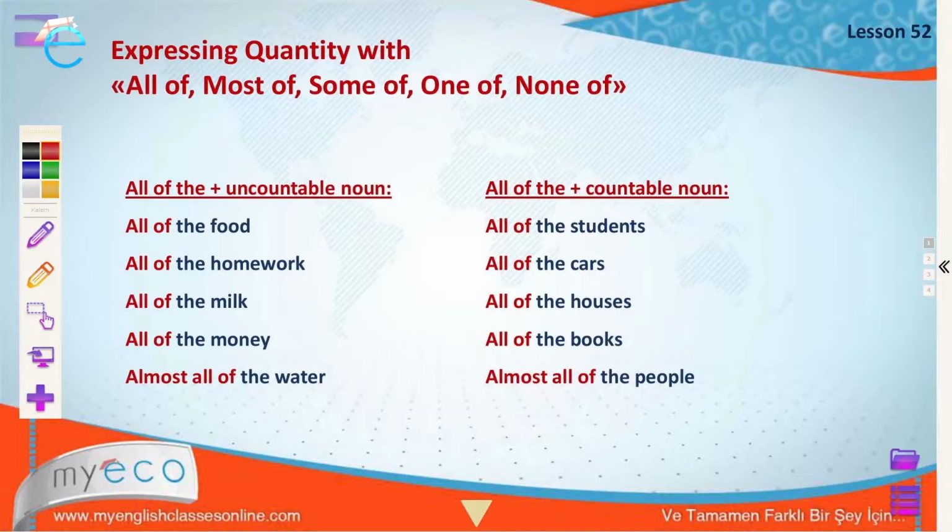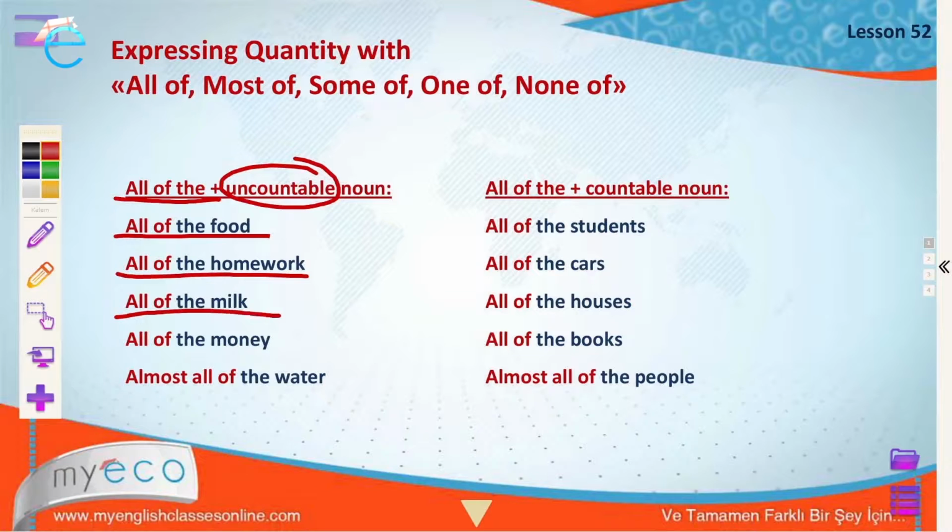Here we use all of the with an uncountable noun. An uncountable noun is something we cannot count. For example, all of the food, all of the homework, all of the milk, all of the money, almost all of the water. And here we can use almost, which is not 100%, maybe it's 90%.